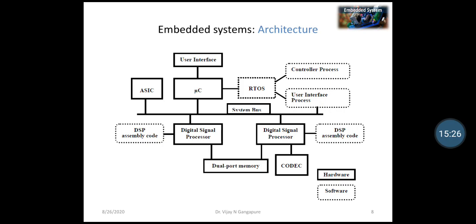Under RTOS you can have controller processes and user interface processes, that is, part of the software. Below the system bus there are a number of blocks, so there is a digital signal processor, if required, that can be used to process digital signals. It has its software, that is DSP assembly code. Then the system bus is also connected with another digital signal processor if required. Then a coder decoder is there. So this is the generalized block diagram of an embedded system.